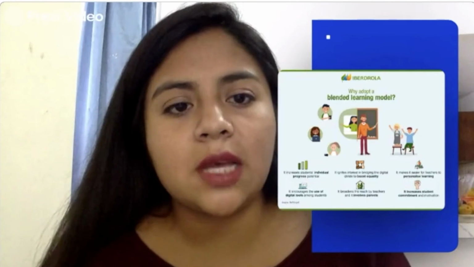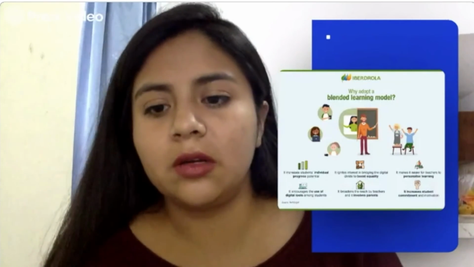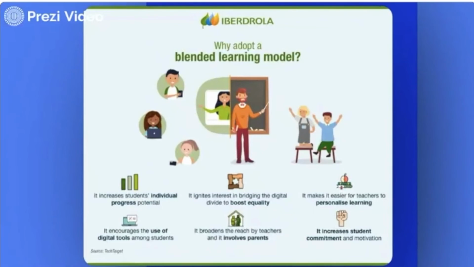Okay, so we're going to discuss why adopt a blended learning model. We've got this picture right here. It mentions it increases the students' individual progress potentially. It encourages the use of digital tools among the students. It generates interest in bridging the digital divide to boost equality. It broadens the reach by teachers and it involves parents. Okay, and it makes it easier for teachers to personalize learning. It increases the students' commitment and motivation. That's why it's a really good idea to adopt a blended learning model.